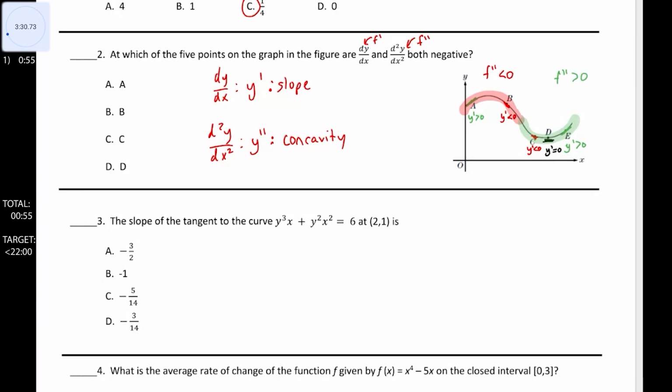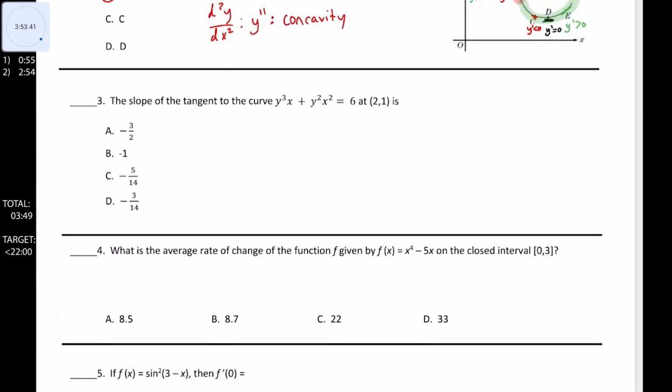So if we're looking for both the first derivative and the second derivative, maybe I should call these y instead of f so I can be consistent here. But anytime, the only point here that has a negative first derivative, meaning negative slope, and also a negative second derivative, meaning it's concave down, is going to be choice B.